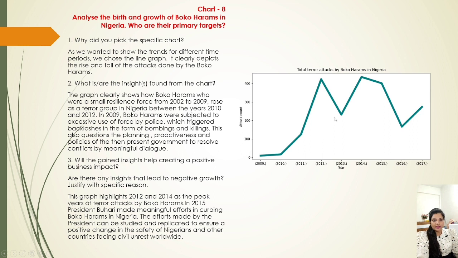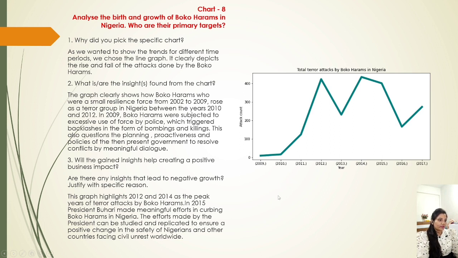And we can see in 2013 there is a drop and then an increase of the terrorist attacks. Here the president of Nigeria was changed, and he decreased the rate of attacks, and then it increased again.